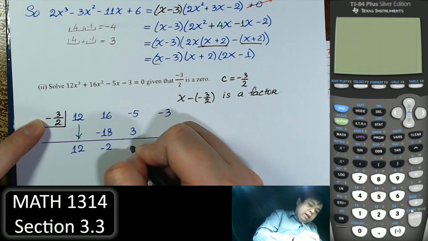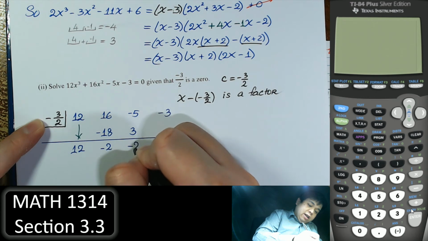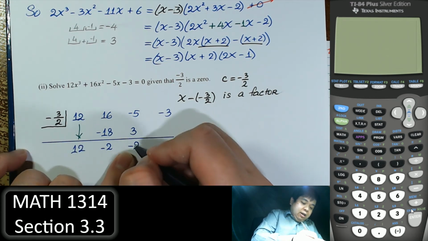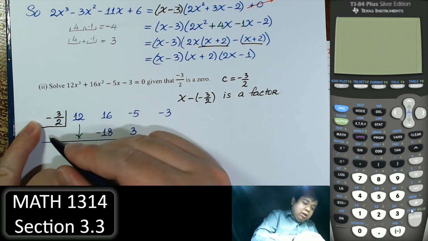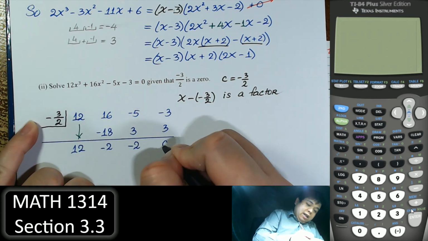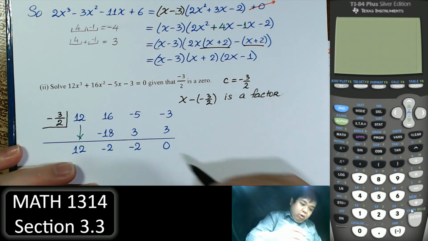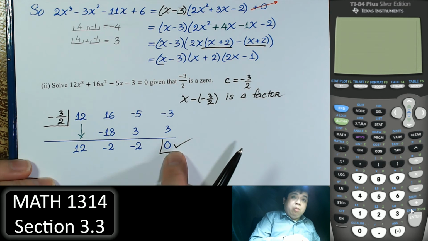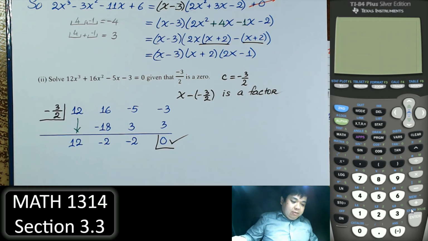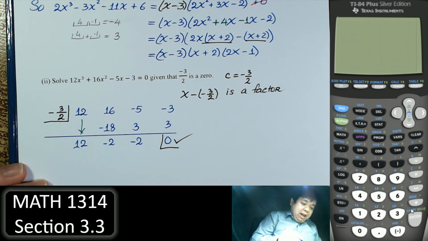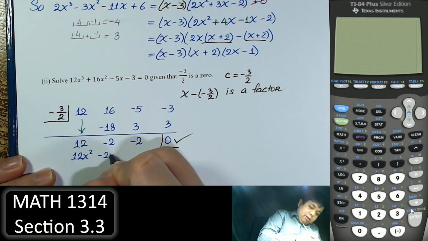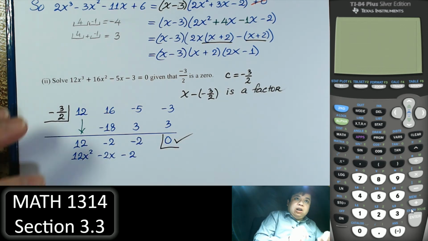So negative 2, and then we add. And then multiply again. Negative 2 and 2 cancel out. We just have 3. And indeed, we should have 0 as the remainder. So that checks, because that is a 0. So the remainder should be 0. Right. And then that is 12x squared minus 2x minus 2. So that is the quotient.